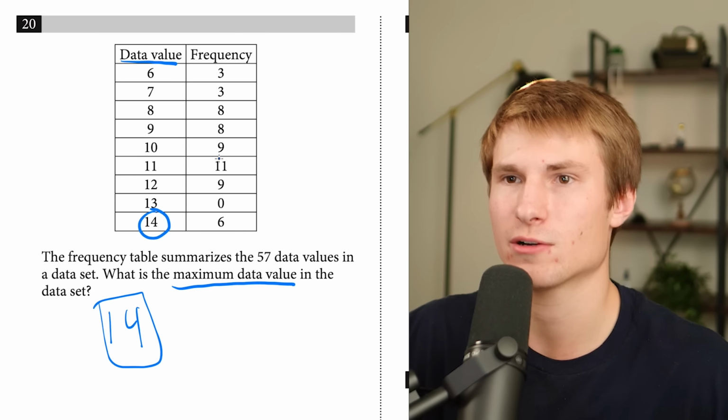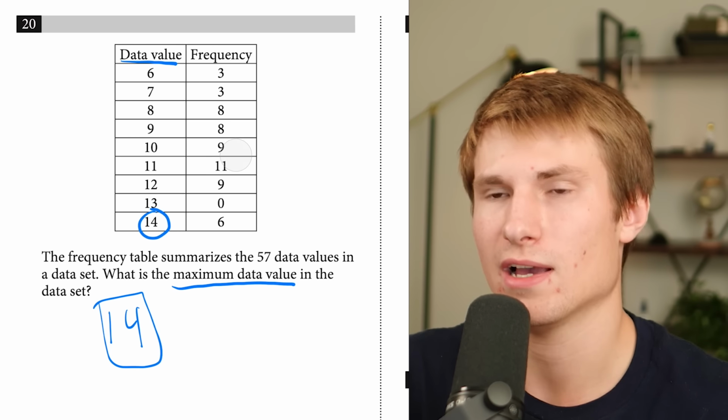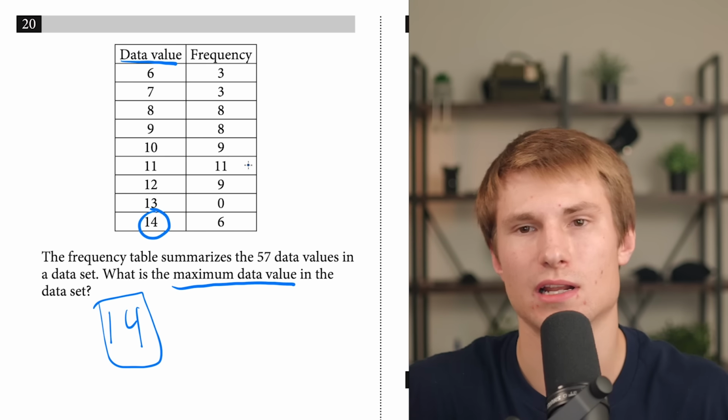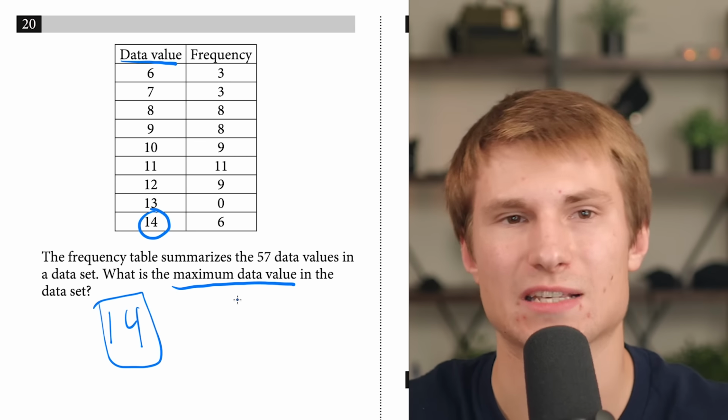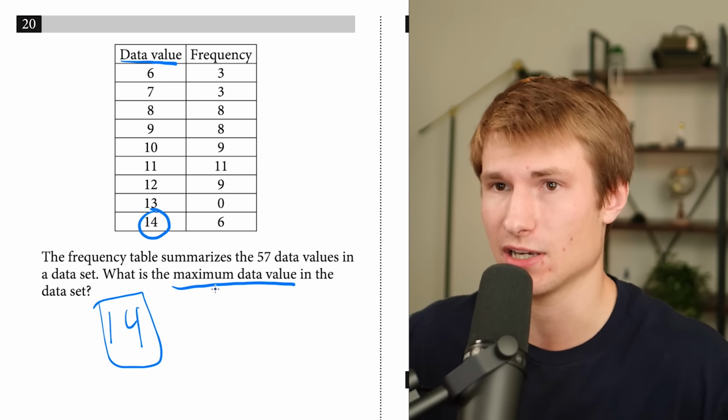They would look in the frequency table and they would say it's got to be 11 because that is the data value with the highest frequency, right? That's the data value with the highest frequency, but we need the maximum data value, not the data value with the highest frequency. Those two things are different. Pay attention to that on the SAT.